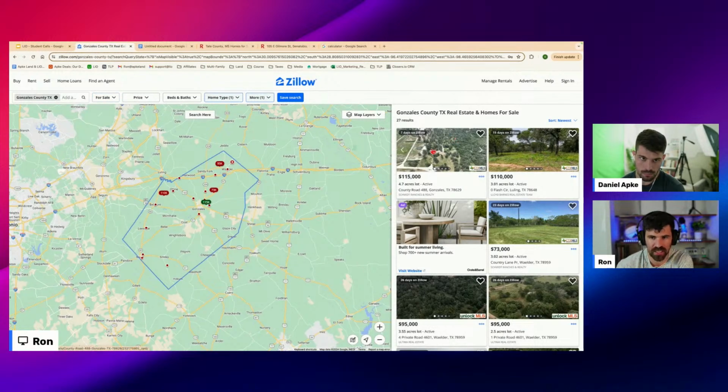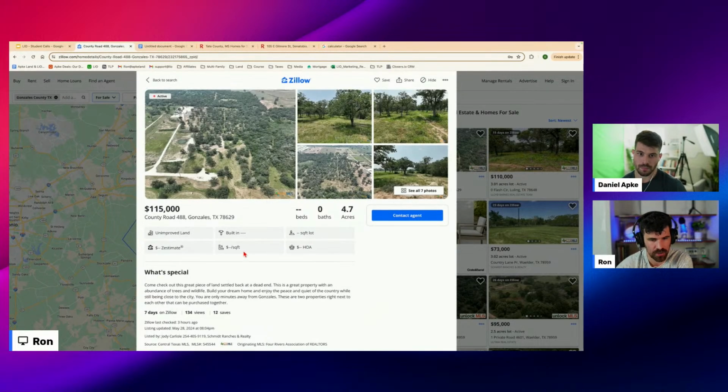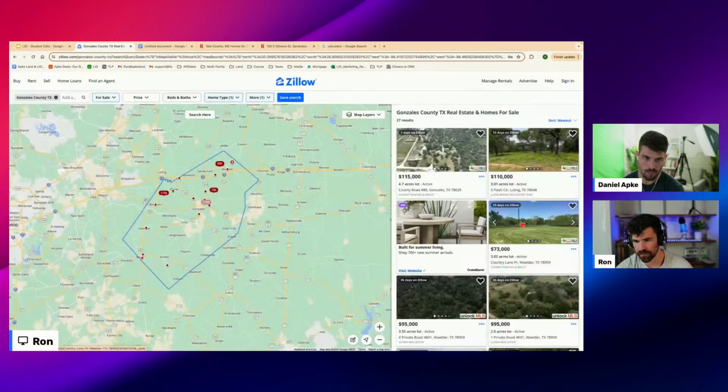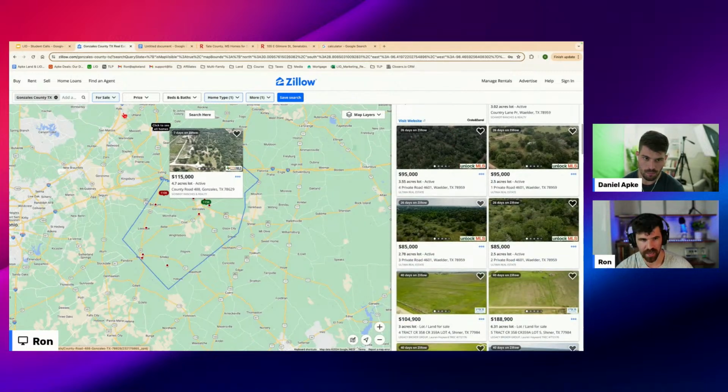Right off the bat, we can see 4.7 acres dead center in the middle of this county for sale for $115,000, 7 days, 12 saves, 134 views. This is overpriced based on this interest, I think. What I'm looking at when I'm looking at for sale is the competition. 5 acres for 115, that kind of triggers me. I'm going to hit the price quite a bit lower than that, and based on the interest, that is overpriced in my opinion.